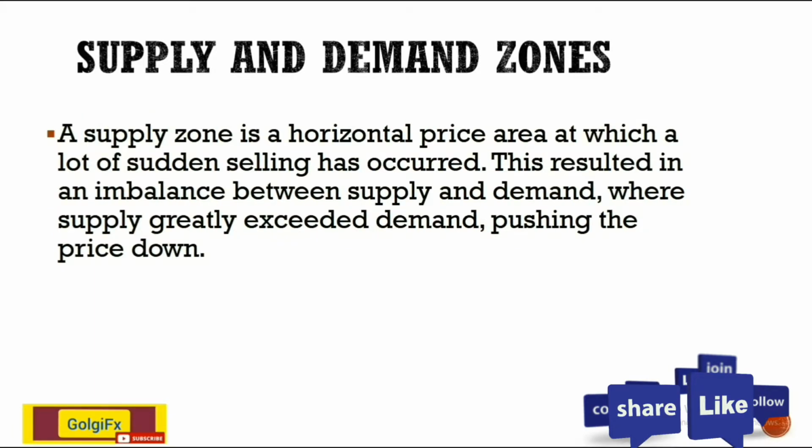If you look at the supply zone, we can say that a supply zone is a horizontal price area at which a lot of sudden selling has occurred. This results in an imbalance between supply and demand, where the supply greatly exceeds demand, pushing price down. So when supply greatly exceeds demand, we can see that price will push down.